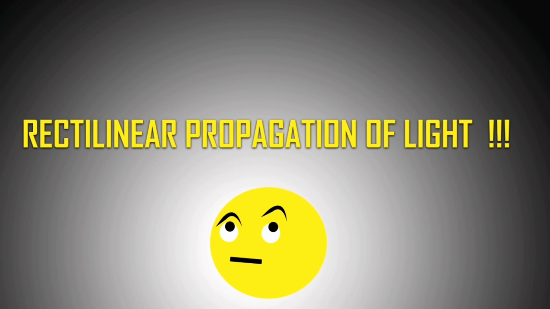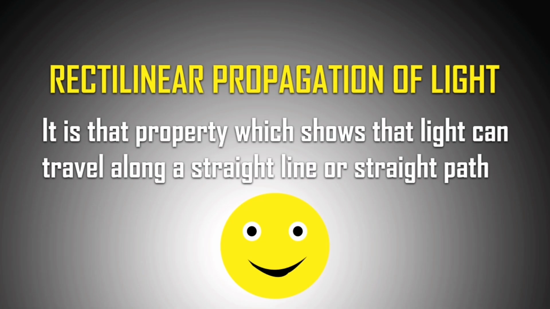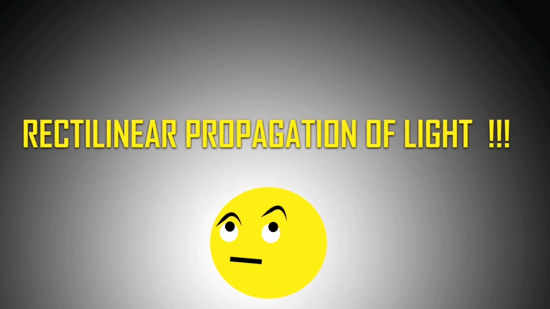Rectilinear propagation of light. By observing various phenomena shown by light, it is seen that light can travel in a straight path. This phenomenon is called rectilinear propagation of light. Rectilinear propagation is that property of light which shows that light can travel along a straight line or a straight path. So, throughout this chapter, we are discussing this property and phenomenon associated with it.